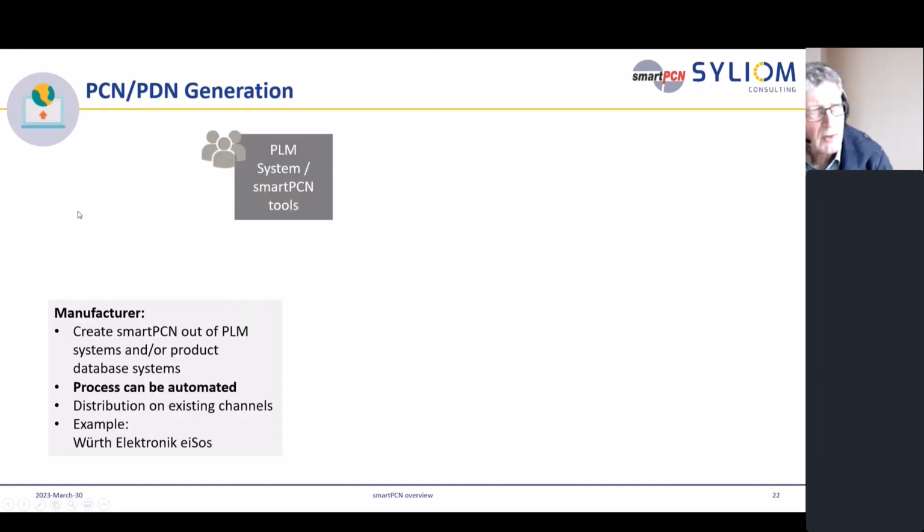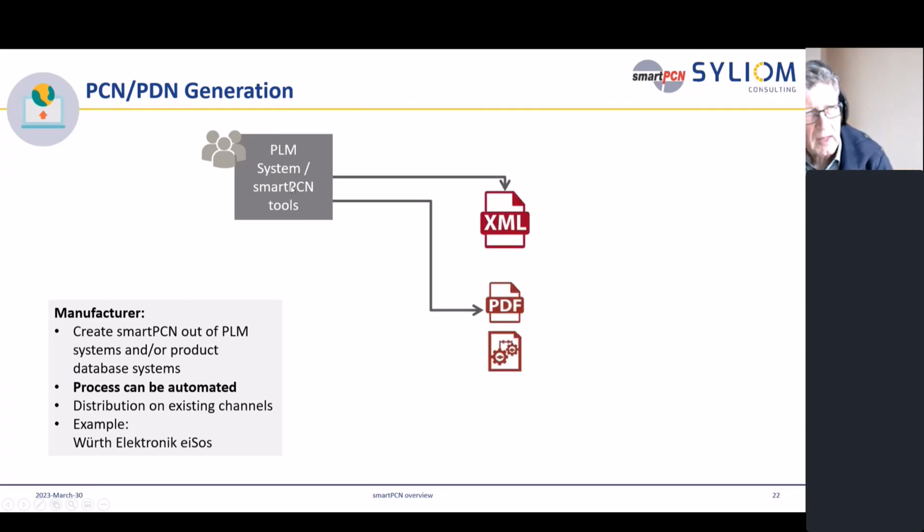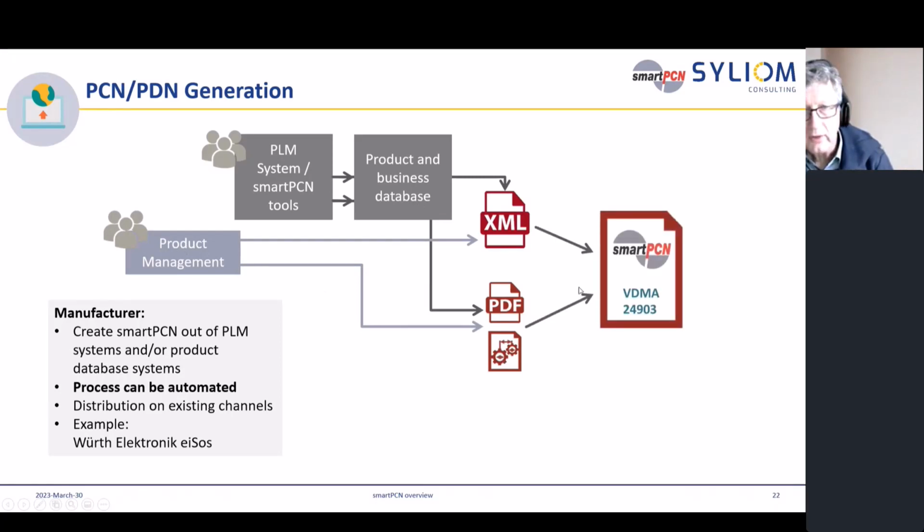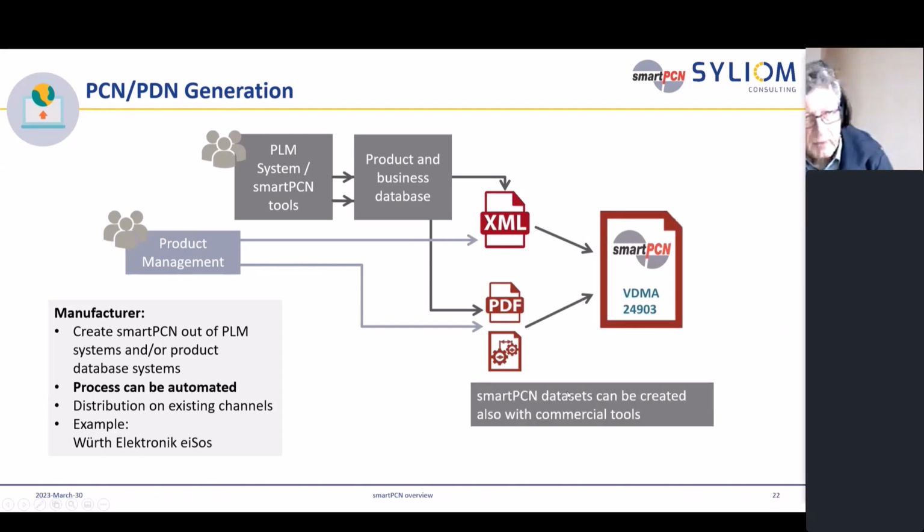Now, this application is about how to create the PCNs and PDNs. You usually have a PLM system and smartPCN tools, and you just need some programming to create the XML file, and also to take the PDF file and other documentation that is already within your systems and include it into the data set, with a kind of product and business database, and also with the control by the product management in a company. And therefore, you are able to create the smartPCN dataset, and those can also be created with some commercial tools.